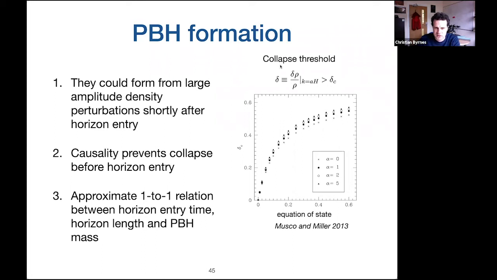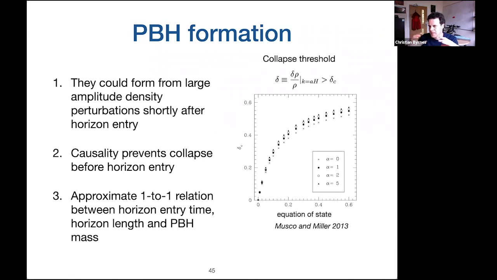So what is this collapse threshold? This has come from numerical simulations by Musco and Miller. I'll sketch the idea behind an analytic estimate, but from numerical simulations, the answer depends on the background equation of state. The case we're interested in is radiation, where w is a third, and delta critical is about 0.45. So if the density contrast measured at horizon entry is larger than about 0.45, then you collapse and form a black hole, and that will form quite quickly.